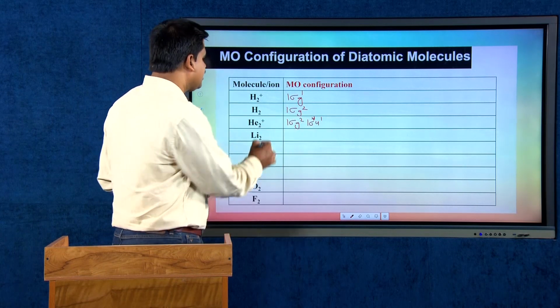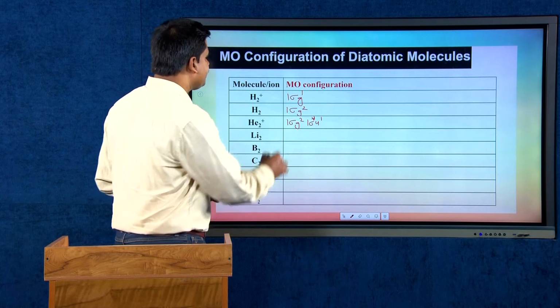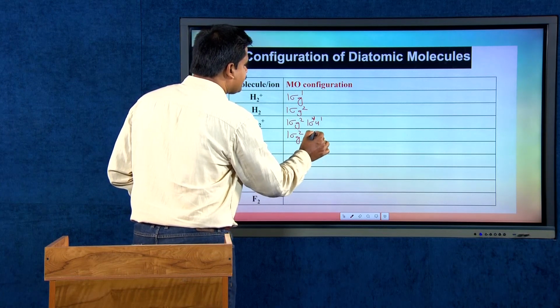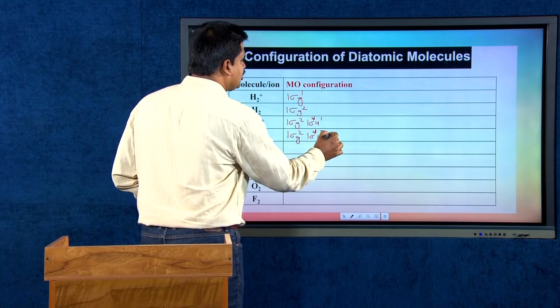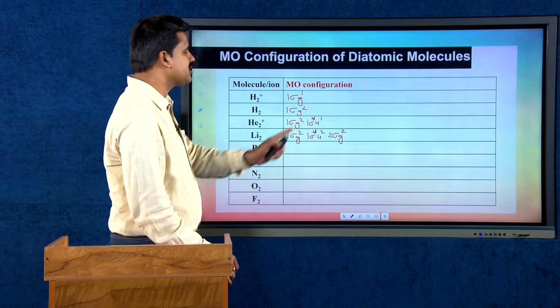That is the configuration. For lithium, atomic number 3, Li2 has 6 electrons. Thus the configuration is like this: 1 sigma g 2, 1 sigma star u 2, 2 sigma g 2. That is about the configuration.